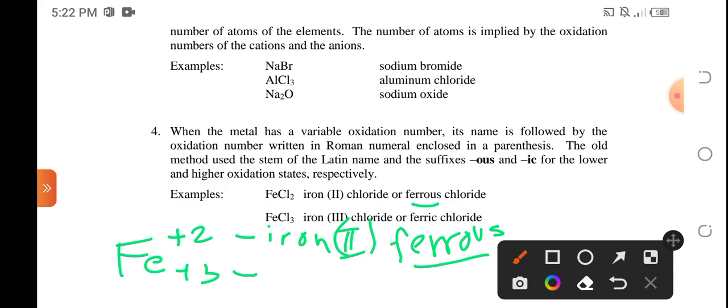And then this iron 3 or iron +3 will be named as iron Roman numeral 3, that is enclosed in the parenthesis, or ferric. Because the Latin name of iron is ferrum. Again, we drop the UM and we add IC. So that is ferric. Okay?